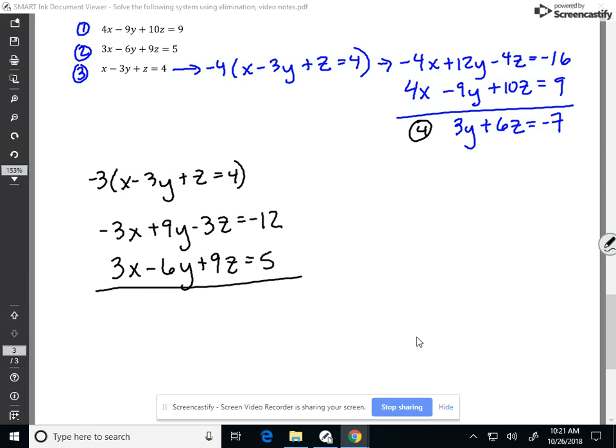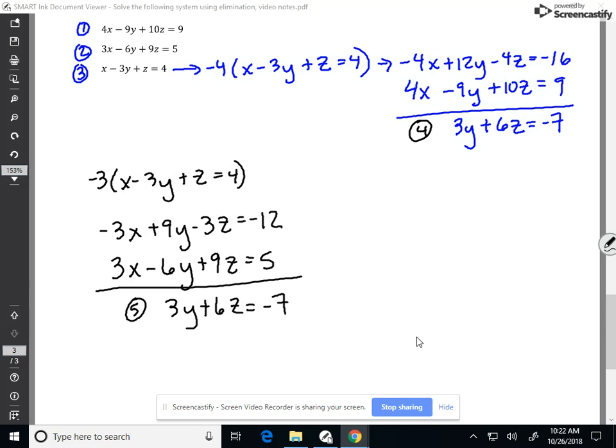again, I'm going to see that my x term cancels out. 9y and -6y will make 3y. -3z and 9z makes 6z. And -12 and positive 5 give me -7. So what happened here is, again, this is equation 5, right? When I eliminated x in my two pairs, I actually came up with the exact same equation. Equation 4 and equation 5 are exactly the same.